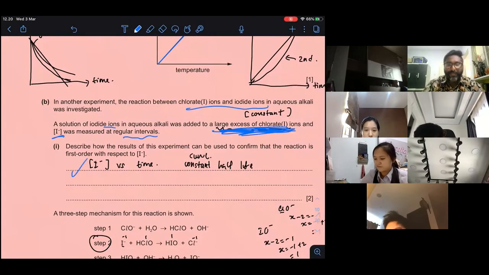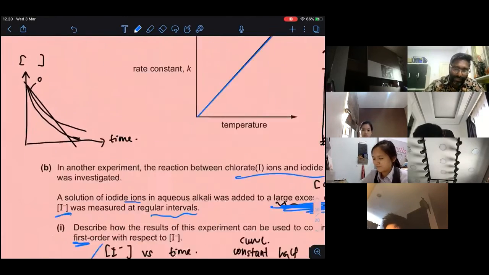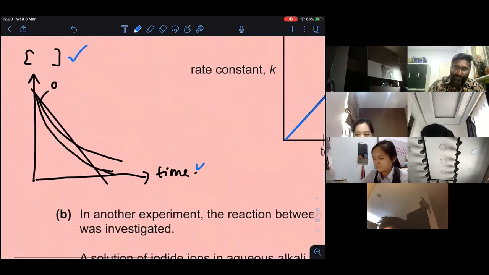So you plot a graph. Describe how the results can be used. So you get a graph of concentration of I minus versus time. Once you get that graph, they say to confirm it is first order. If you want to confirm something, if you look at the graph of concentration versus time, there are 3 types of graph. One is going to be like this, a straight line, and that is going to be a 0 order reaction. And there will be 2 graphs that will be curved like this.